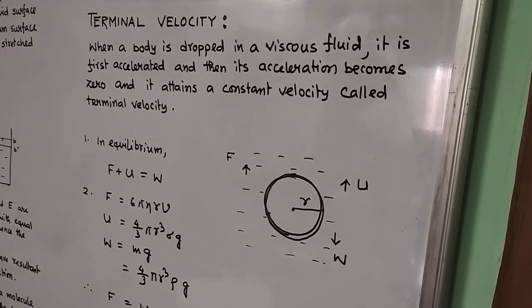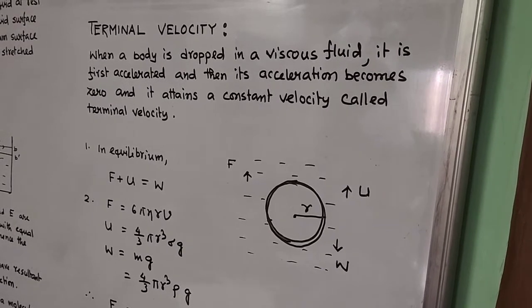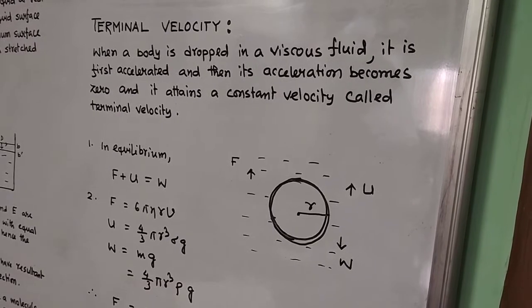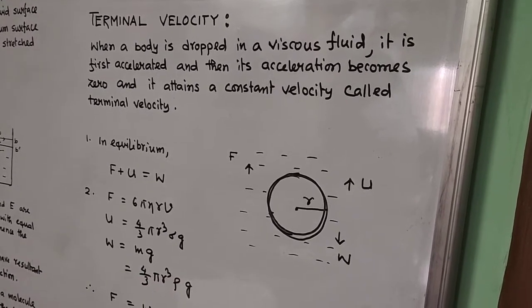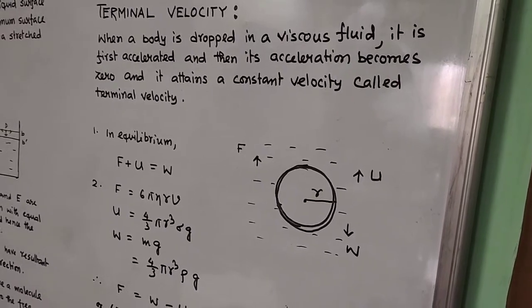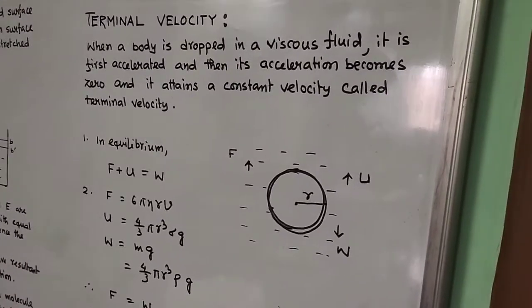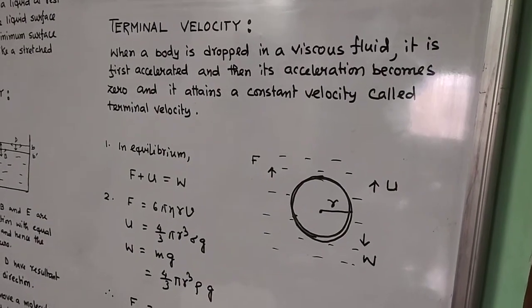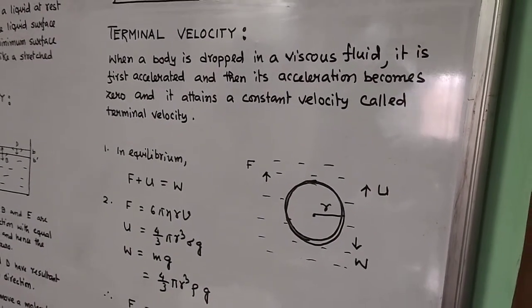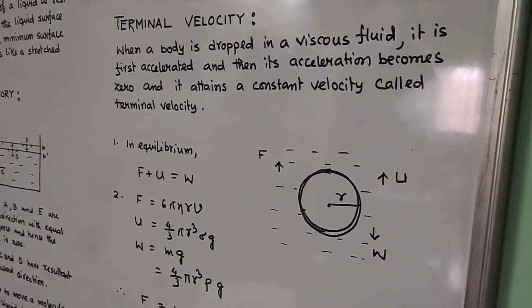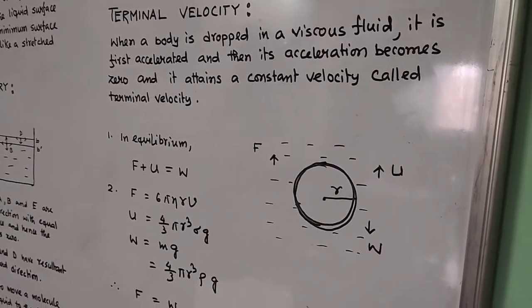Now as per the definition, if you drop an object in the fluid, first of all it accelerates, but after some time it moves with a constant velocity, and that velocity is nothing but the terminal velocity. So in equilibrium the upward force must be equal to the downward force. So upward is F and U. F is the viscous force and U is the upthrust. So F plus U equal to W.